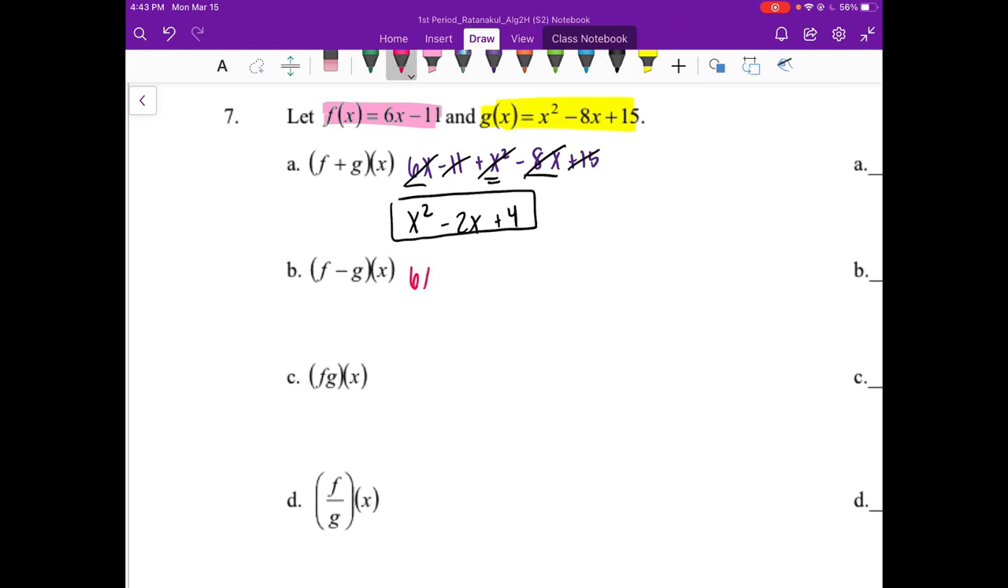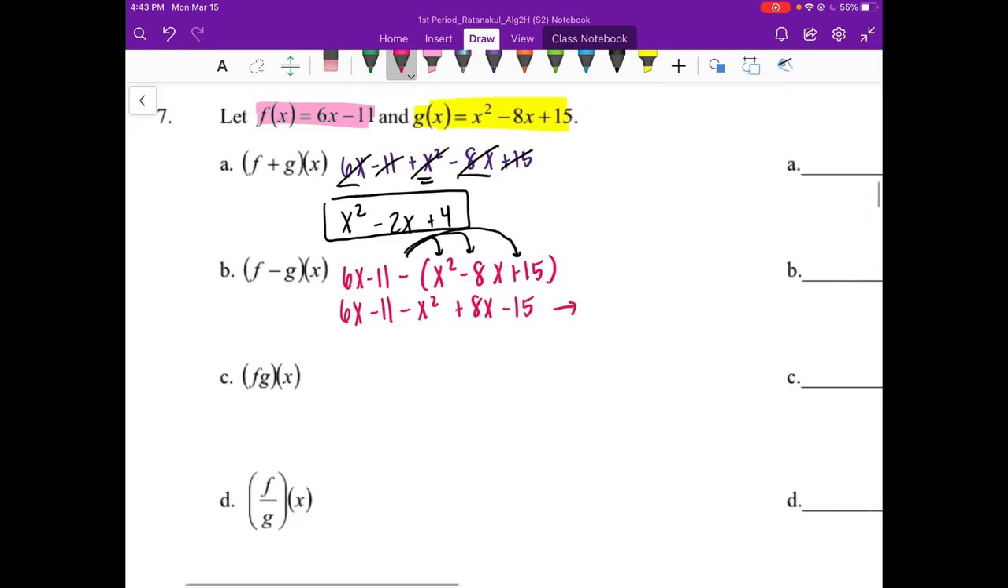When you're dealing with subtraction, you want to make sure that you put parentheses around your second term. That way you can distribute that -1 to every term before you combine. So from here, if I'm combining like terms, I'm going to end up with -x squared plus 14x minus 26.